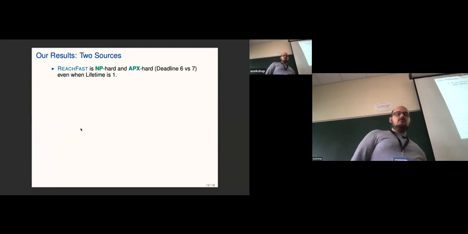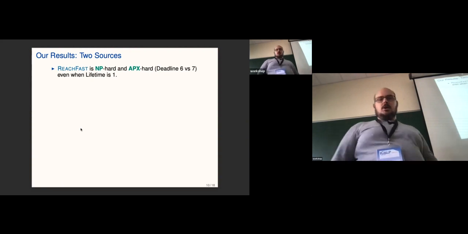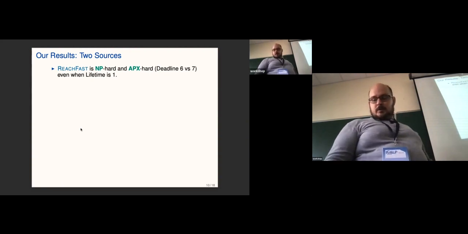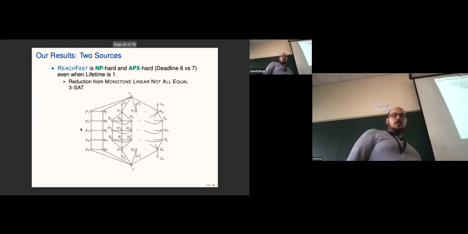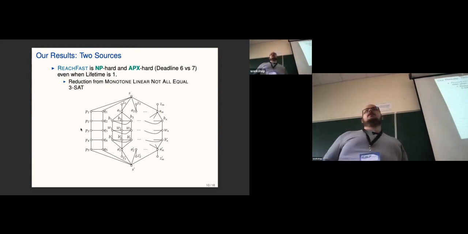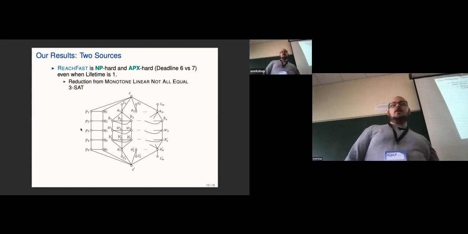Similar, now after this, we started looking at the two sources. And here, which was very surprising for us, we found out that the problem for two sources is already NP-hard for deadline six, which when we were looking at it, I really believed that for two sources and constant deadline, it should be polynomial. But then we figured out that it's not.